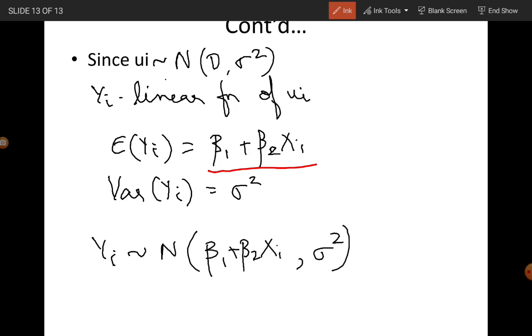So just note that even when I make this assumption regarding a single variable in my regression model, that is ui, even my dependent variable yi automatically becomes a normally distributed variable, right? Once again, in the following lectures, you can see how this relatively simple assumption helps us a lot in hypothesis testing.